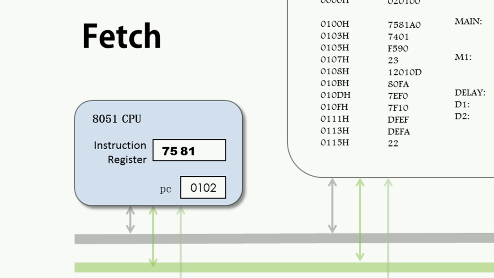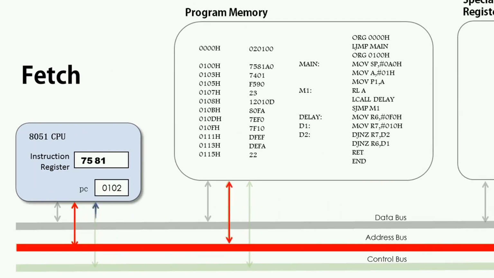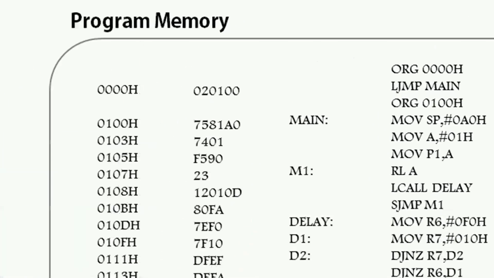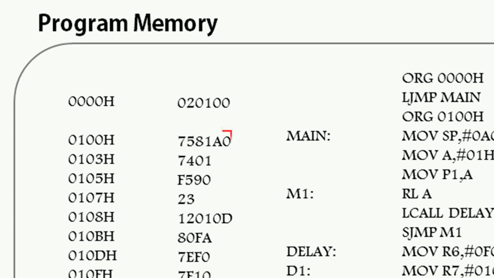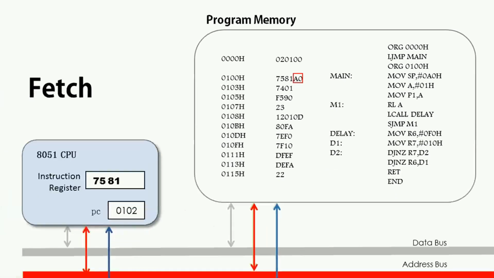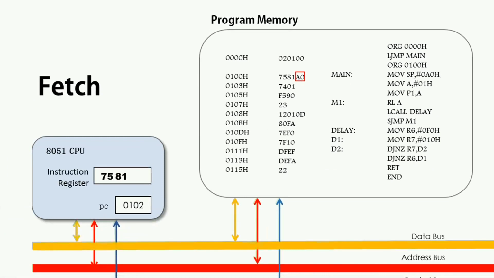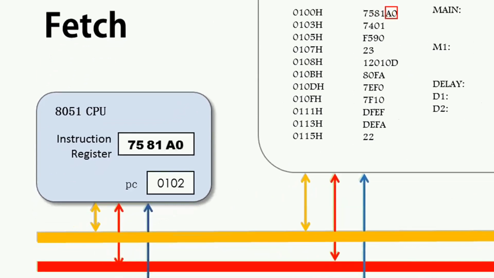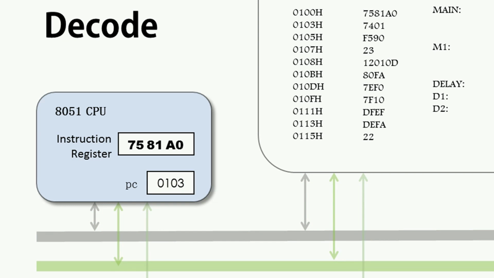The CPU fetches the code at location 0102 hex. The code at 0102 hex is A0 hex. The code is fetched and placed in the instruction register. The program counter is incremented. The fetch cycle is complete. The CPU goes into decoding. The codes 75, 81, A0 are complete and can be executed.